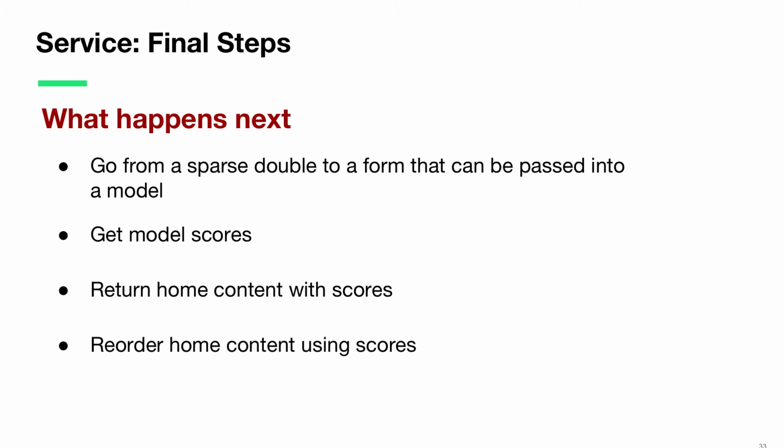Okay, so after we call featurization, what happens next? I'm not really going to talk about this because it moves beyond the scope of feature generation, but we go from a sparse double to a form that can be passed into a model. We get the model scores, return the home content with the scores, and then reorder our content using the scores.